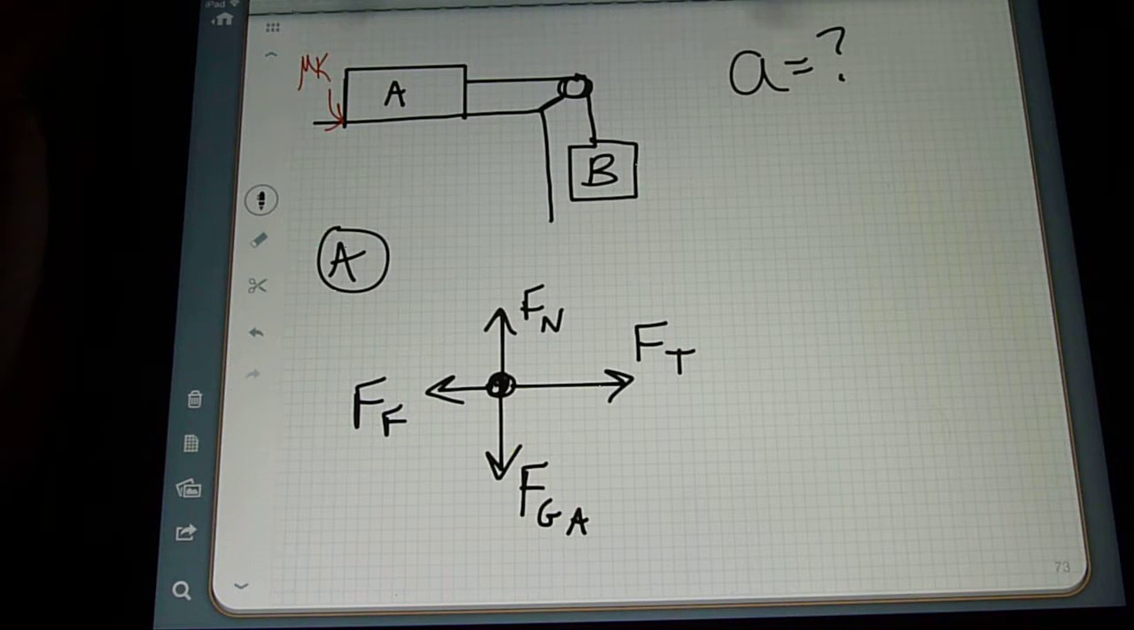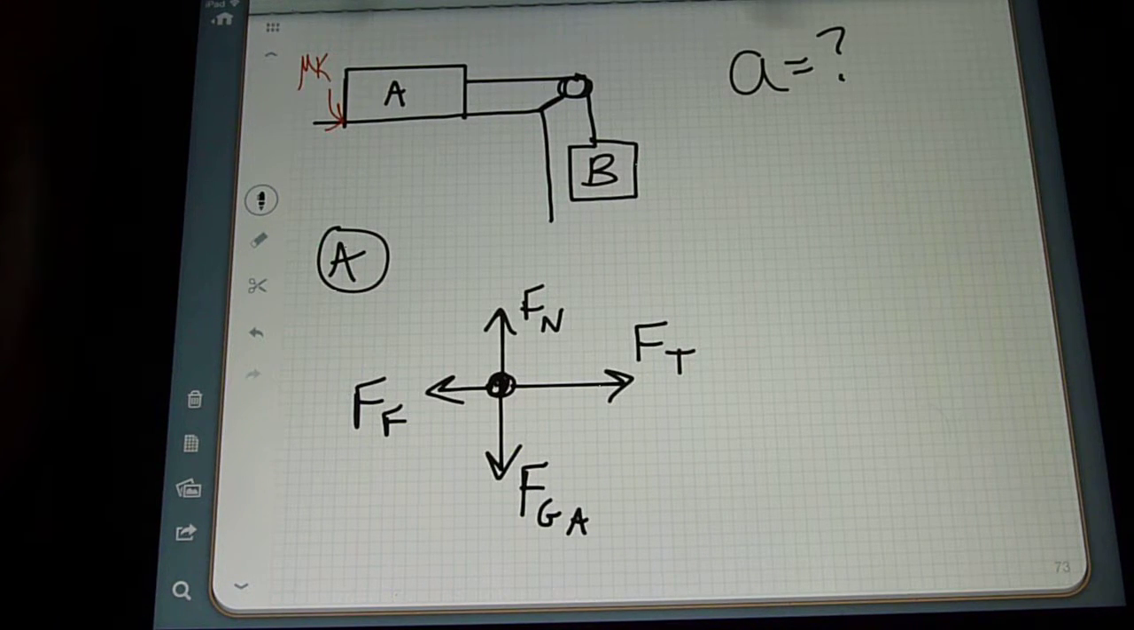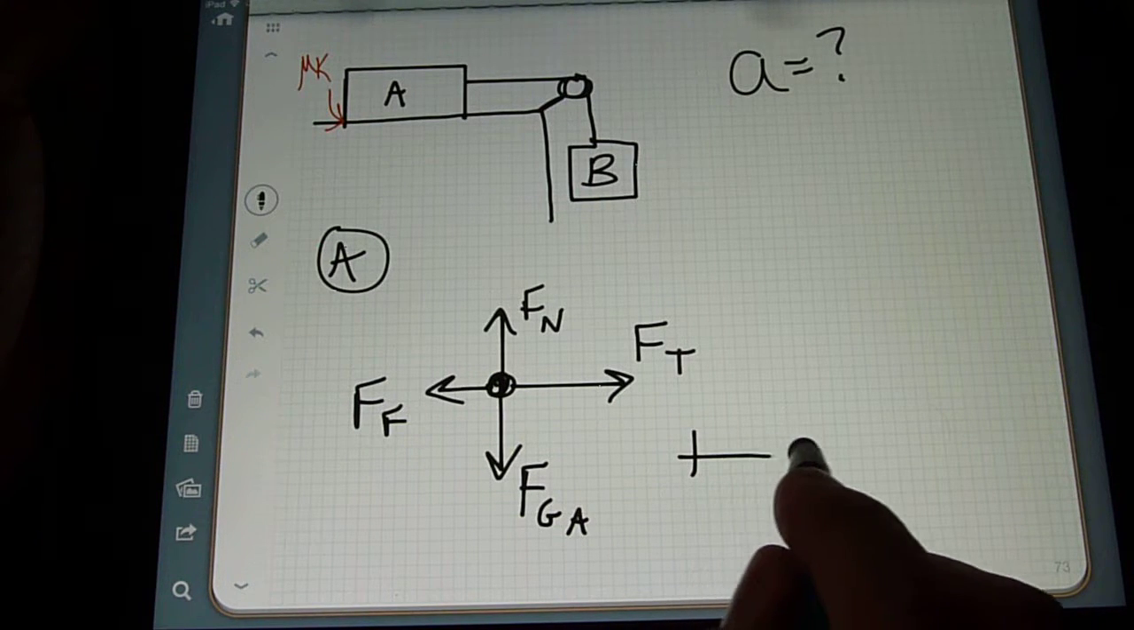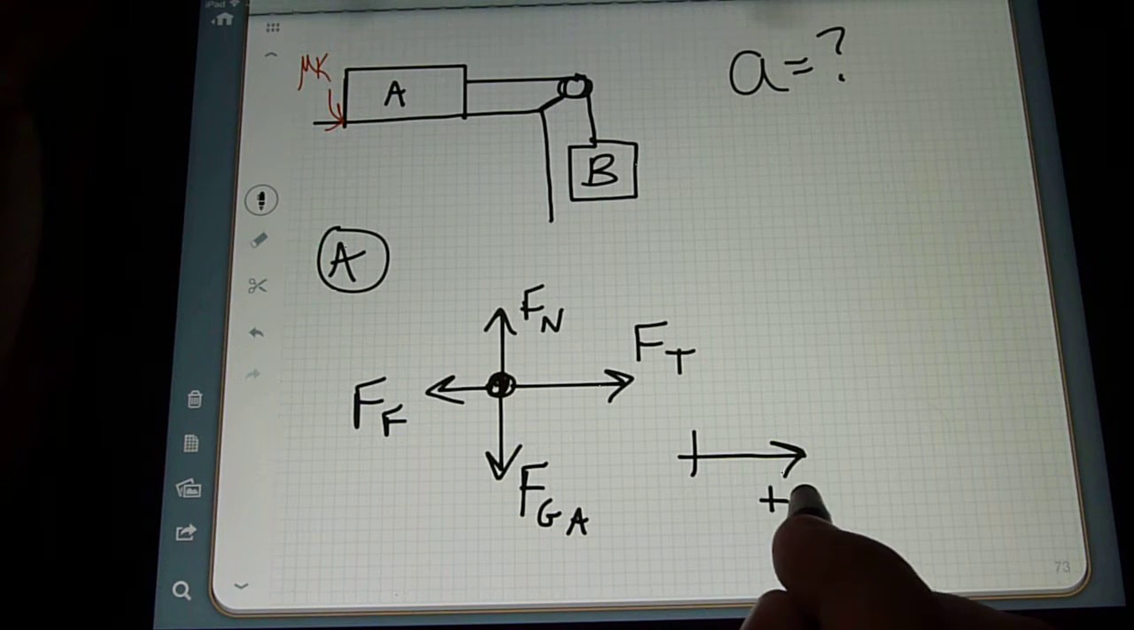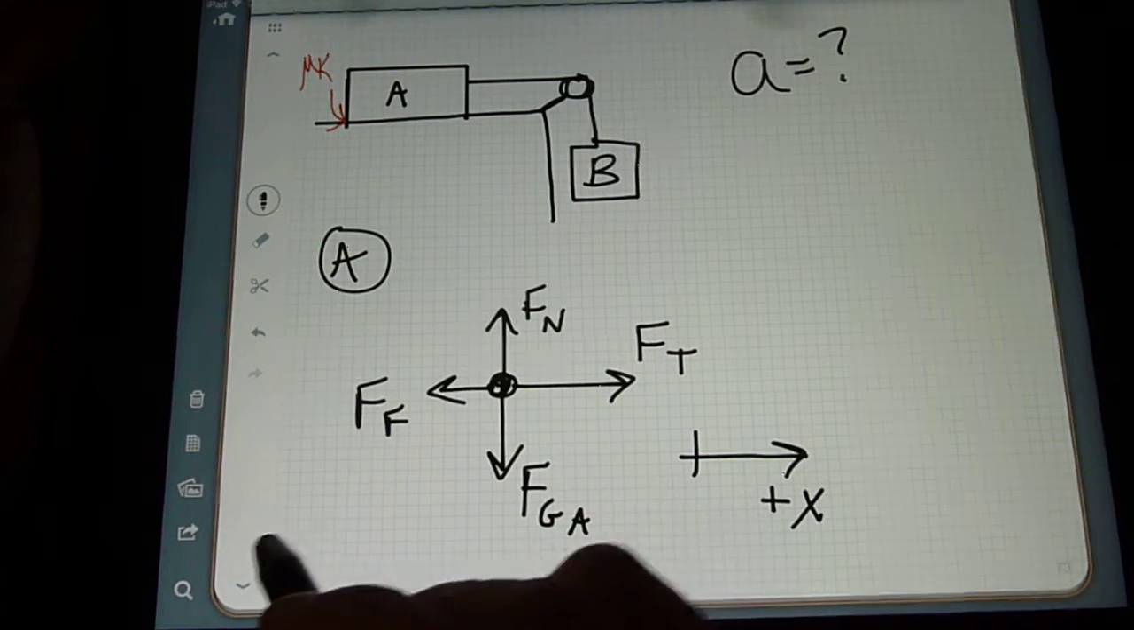Now, looking at this free body diagram, we're going to create some equations from Newton's second law. If you'd like to test yourself, use this diagram to create some equations, go ahead and pause the video and see if the equations that you come up with are the same as the equations that I'm going to come up with. I am going to declare that positive x is to the right. Now, the equations that we get from this free body diagram would be the following.